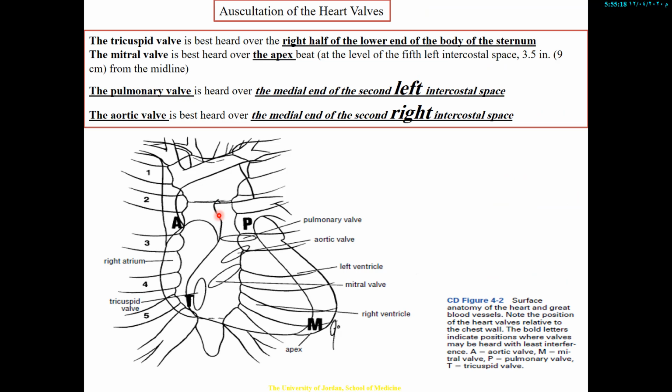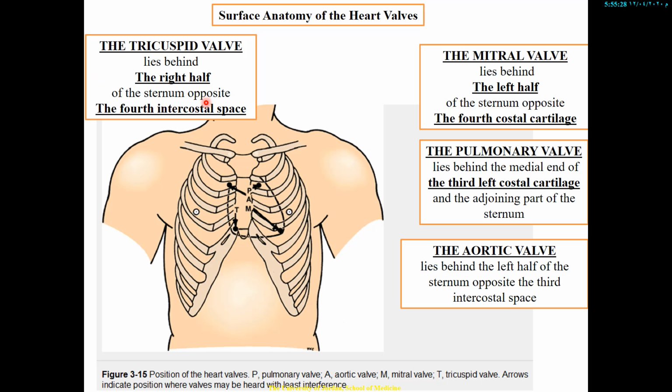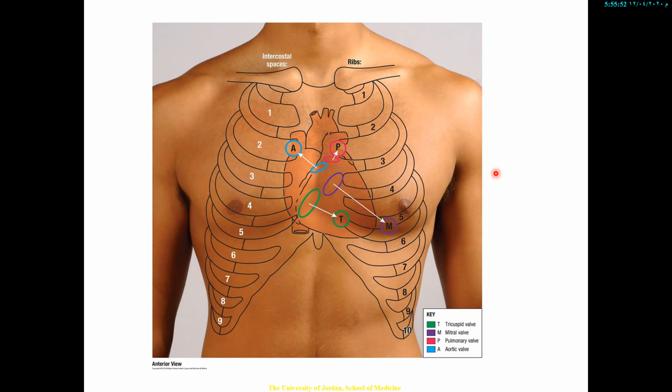Now when we go to the aortic and pulmonary valves, you need to ignore totally their surface anatomy. Here the pulmonary valve lies behind the medial end of the third left costal cartilage. Lies behind the medial end of the left third costal cartilage. So if we apply this, here.